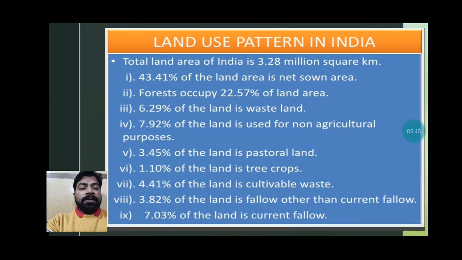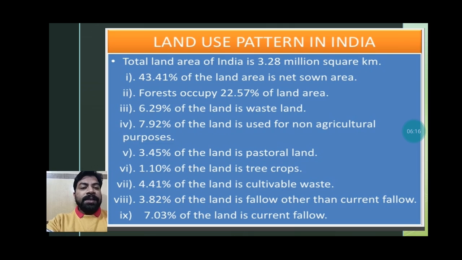Land use pattern, if we talk about how much land we are using for what purpose, you can see here the total land area of India is 3.28 million square kilometer, out of which 43.41% of land area is net sown area. Net sown area is the area on which we are just sowing our seeds. Forest occupy 22.57% of land area. 6.29% of the land is wasteland.